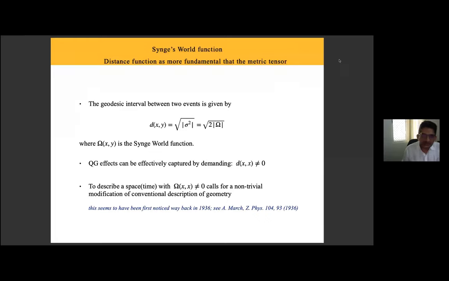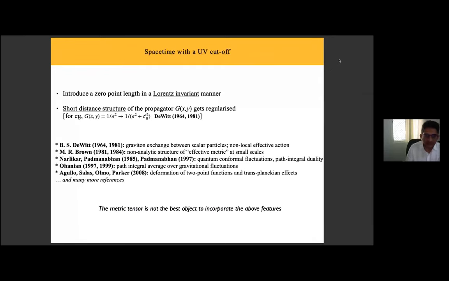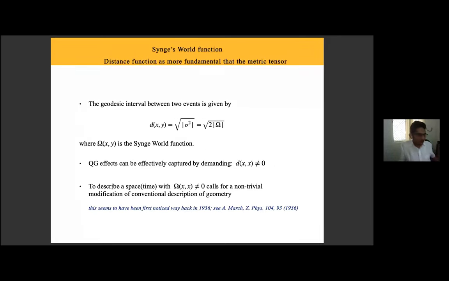The reason we don't use the distance itself, but rather the square of geodesic distance, more precisely one half the square of geodesic distance, is essentially because of some issues related to branch cuts and taking that square root. So it's a very convenient object, and we'll see that the identities this object satisfies are much more convenient than the identities which the distance function itself satisfies. Then the inputs I showed in the previous slide effectively amount mathematically to demanding that in the coincidence limit, the distance function does not vanish. One would imagine that some kind of quantum fluctuations, and this was done in some sense in a paper by Ohanian, some kind of path integral average over quantum fluctuations will give you a residual distance, even when two points are coincident.